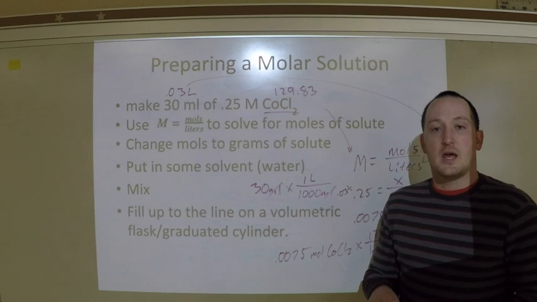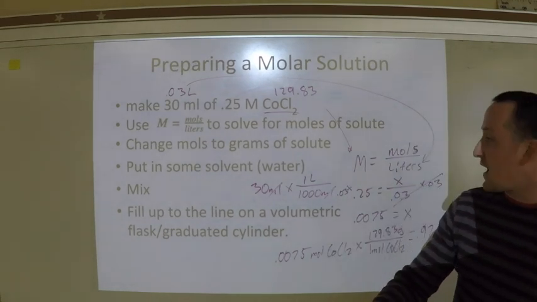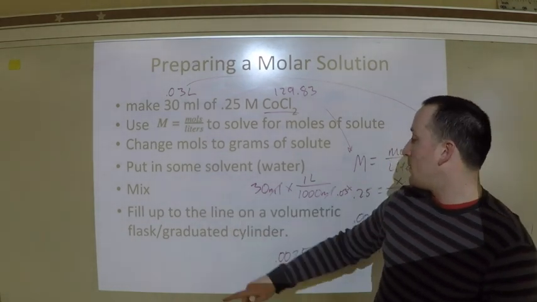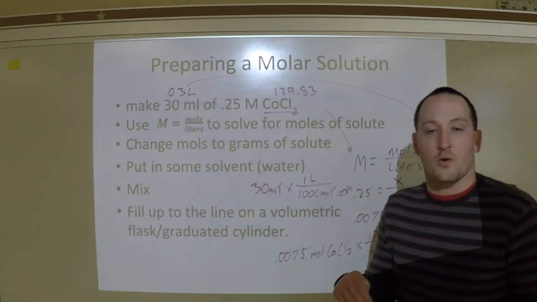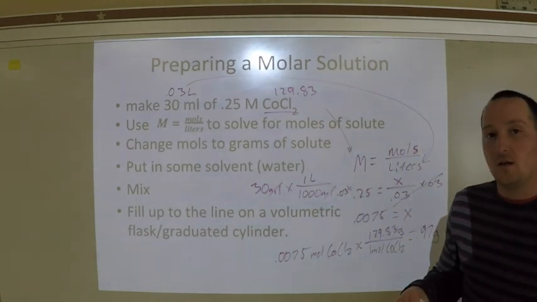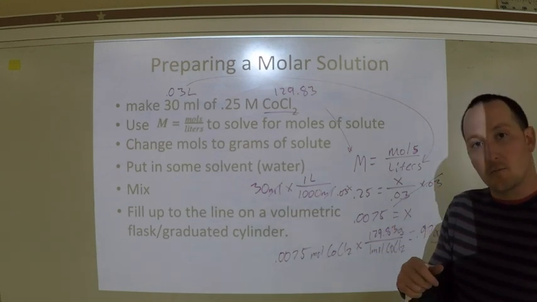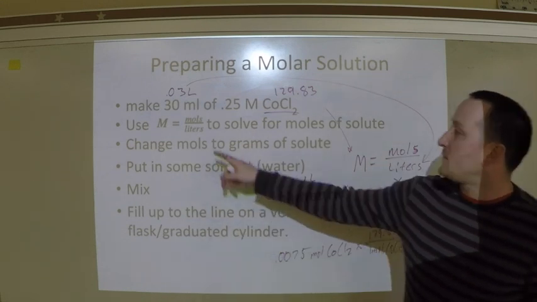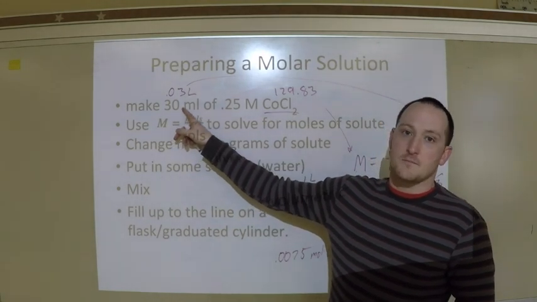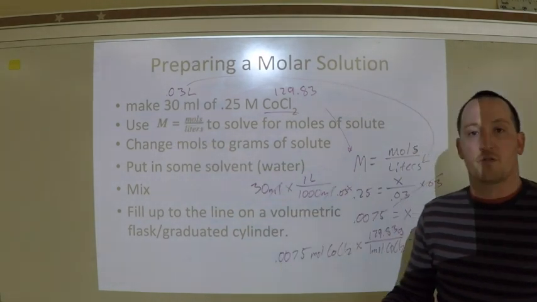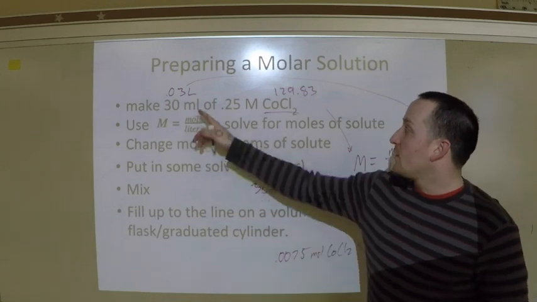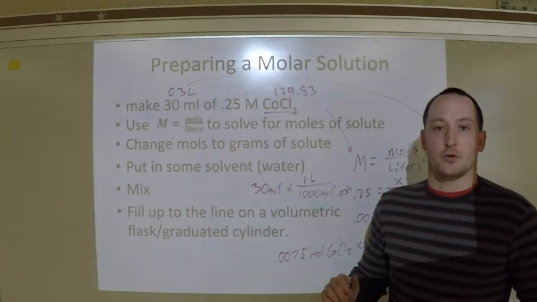out on a scale, and I'm going to put it inside of a graduated cylinder or volumetric flask. Then I'm going to add a little bit of water. I'm going to try and get as much of it dissolved as possible. Then I will fill it up to 30 milliliters. Make sure it all dissolves. Then I will have 30 milliliters of 0.25 molar cobalt chloride.